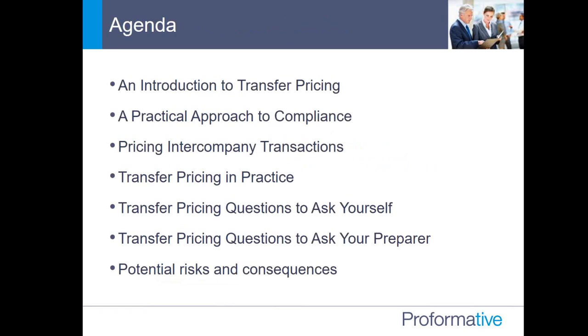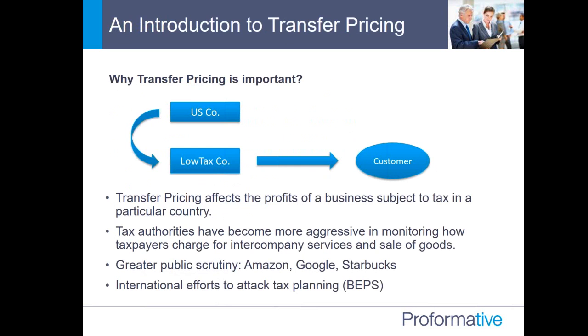As on the agenda, there's a few areas that we're going through, and as I say, hopefully it will give you a practical insight into your transfer pricing responsibilities, and also give you some ideas on where you need to ask questions to those assisting you with it, whether that's internally or externally.